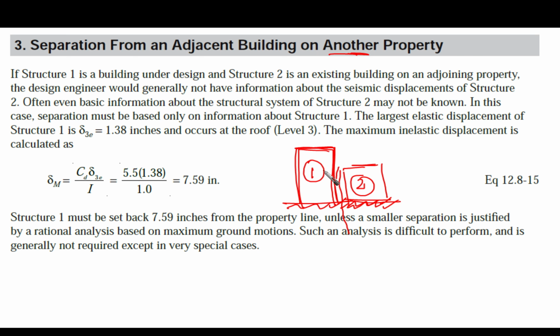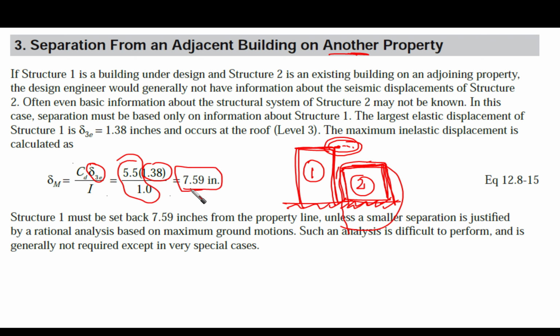So in this case, the largest displacement of structure 1 needs to be used, regardless of the value of structure 2. We are going to use the largest one, which is at the roof here. Even though we know that this structure is shorter, we do not have any information about this building, and we will not include it in our deformation. So we get the maximum delta at the roof, which is delta 3, 1.38, and we are going to amplify it. It gives us 7.59.